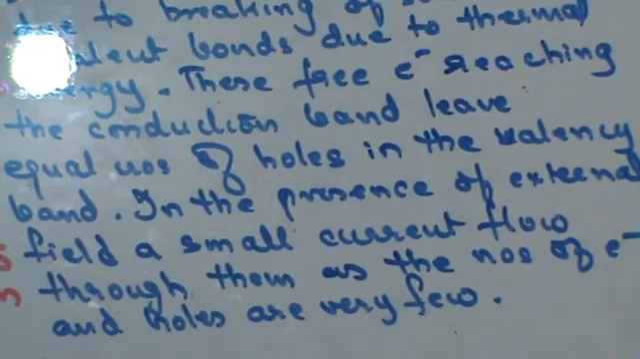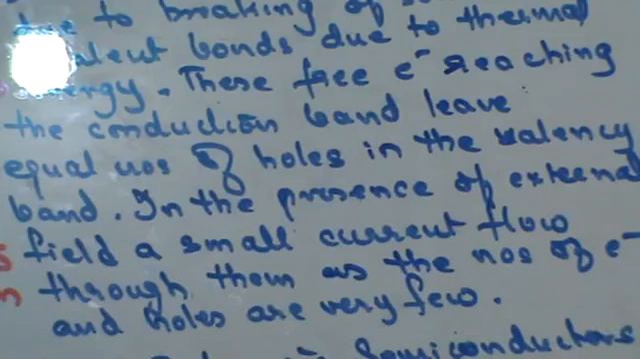Next, what are extrinsic semiconductors? Now, at room temperature, intrinsic conductors offer very little current carrying capability. Hence, they cannot be used in electronic devices. In electronic devices, the material that is used should have proper conductivity.